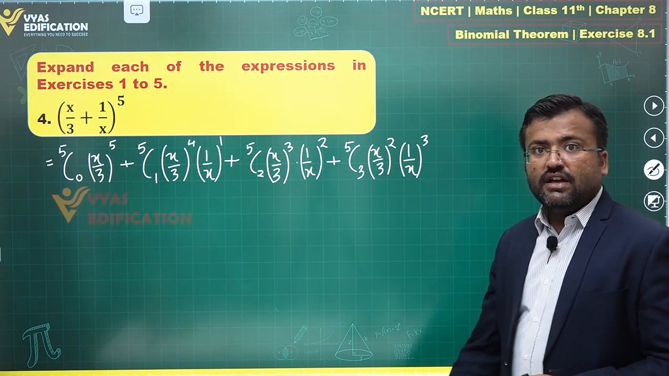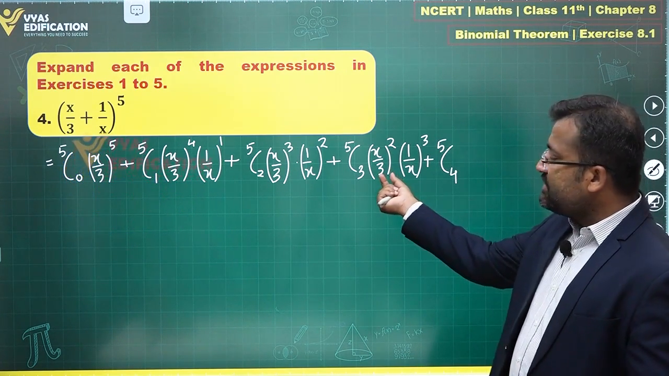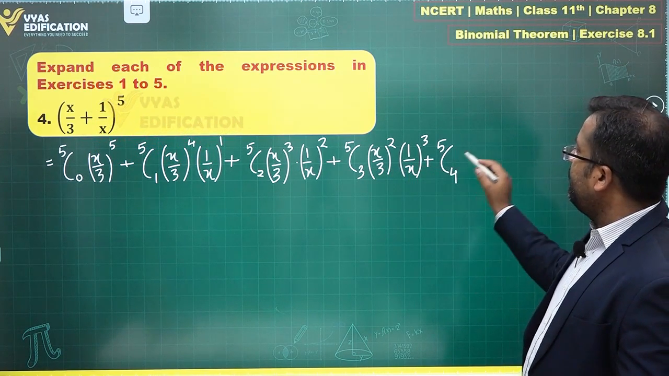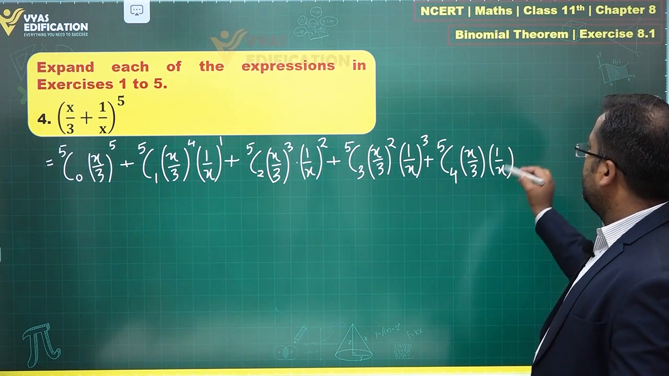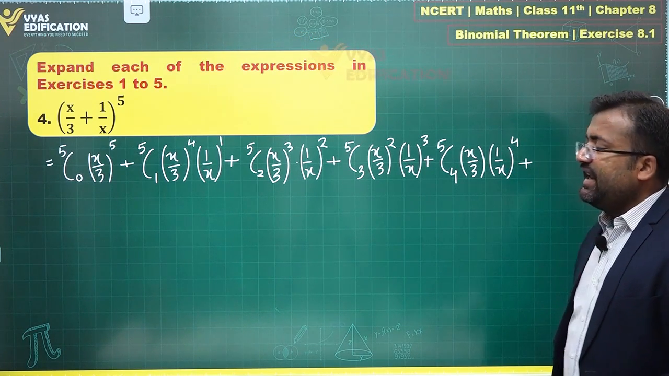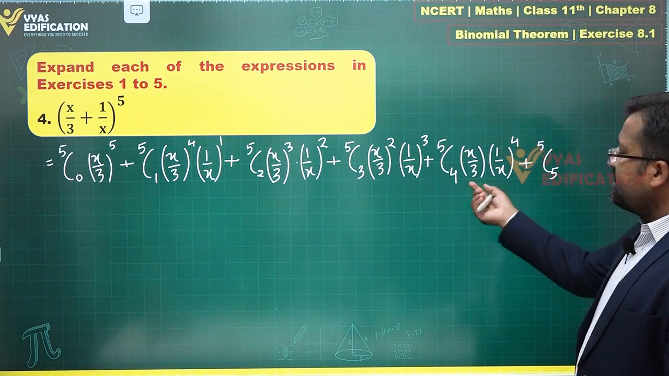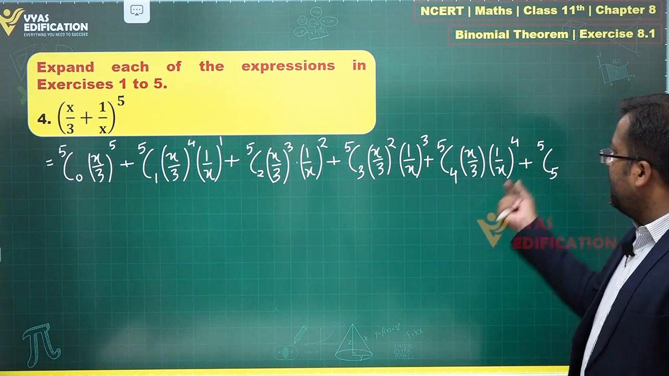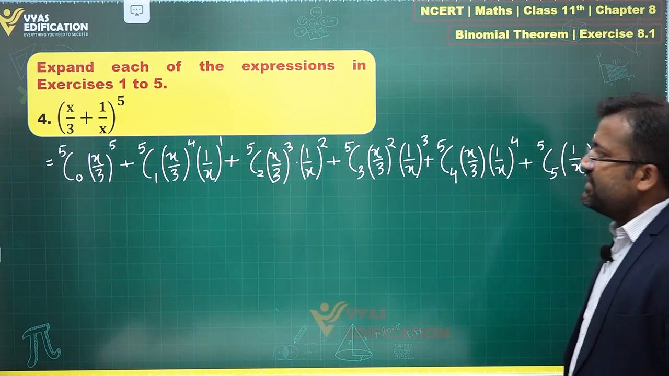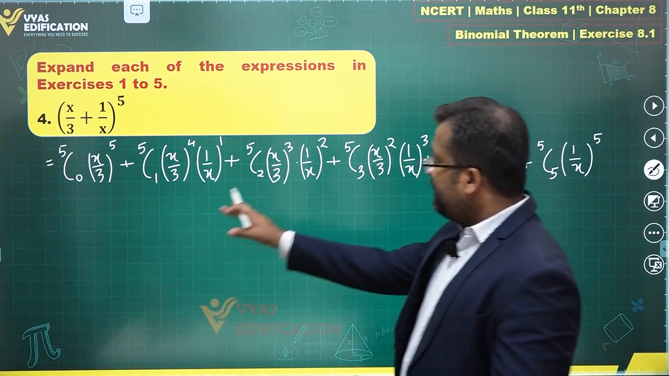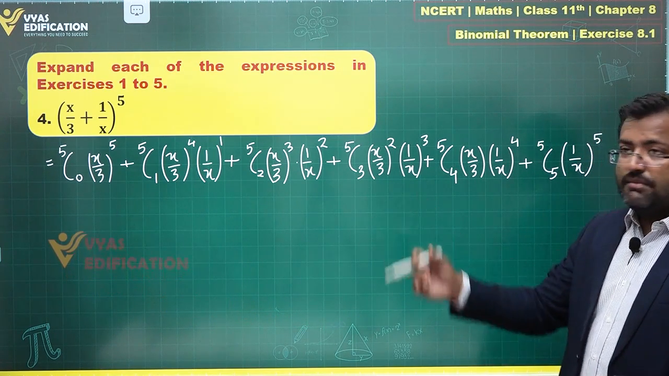This is what we'll get. What about the next term? Next term will be 5C4 times x by 3 power 1, 1 by x power 4. Plus next will be 5C5 x by 3 power 0, which is simply 1, and 1 by x power 5. This is the expansion that you have. Okay. Once you have written this expansion clearly, next what you can do is we can simplify this, right?